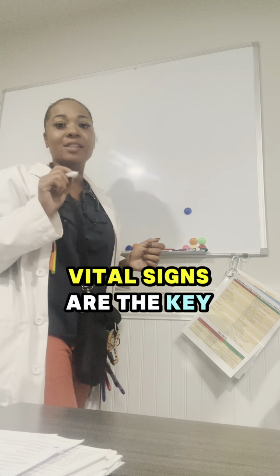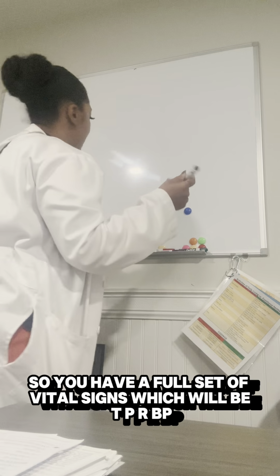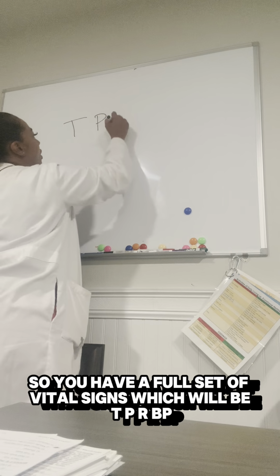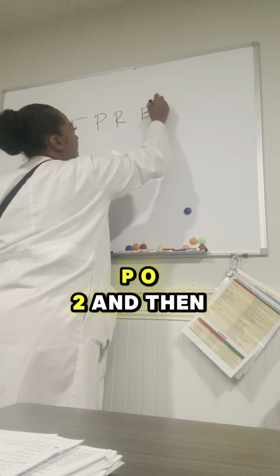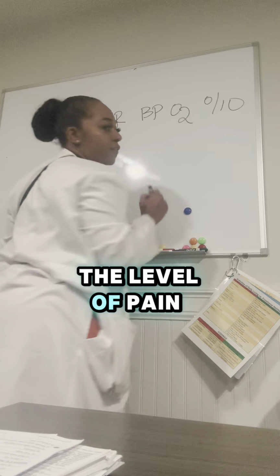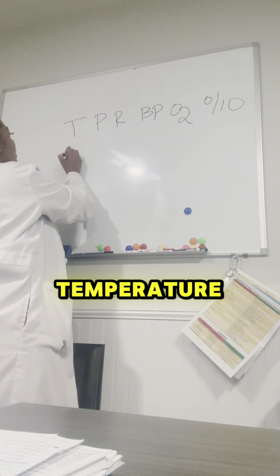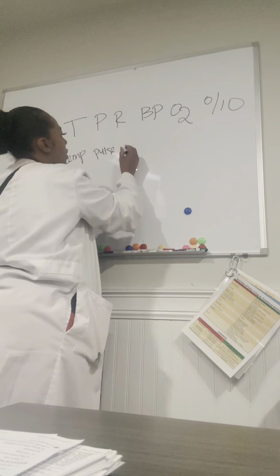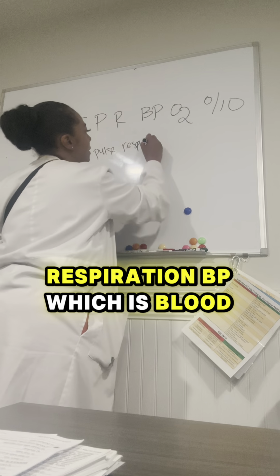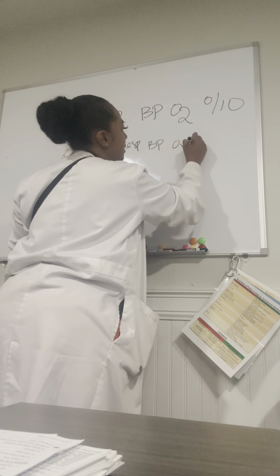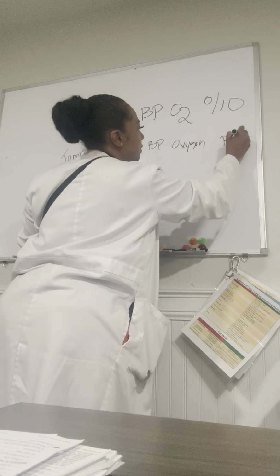Vital signs are the key essential elements within our body. So you have a full set of vital signs, which will be T, P, R, BP, O2, and then the level of pain. Temperature, pulse, respiration, BP, which is blood pressure, oxygen, and then the pain level.